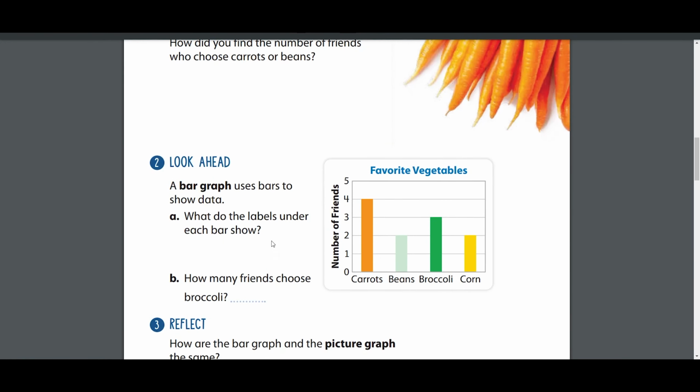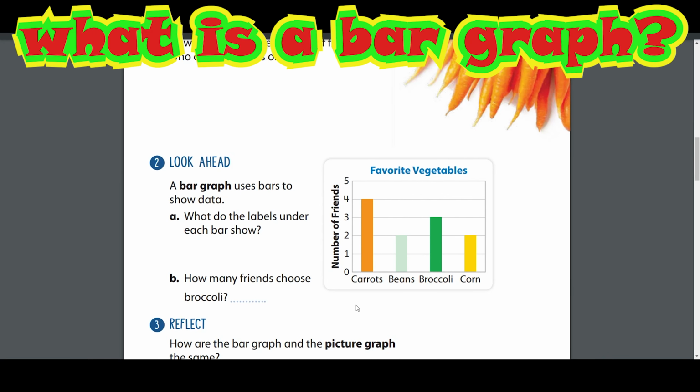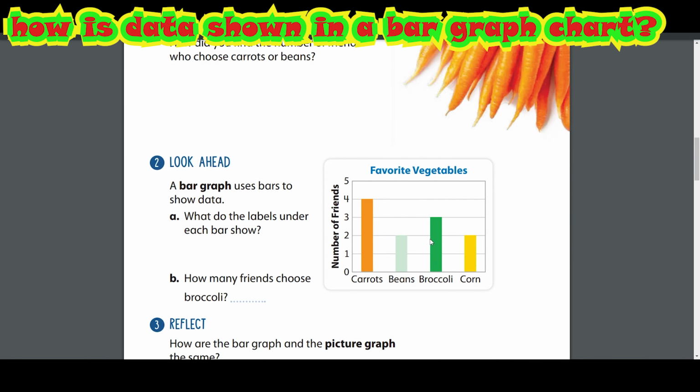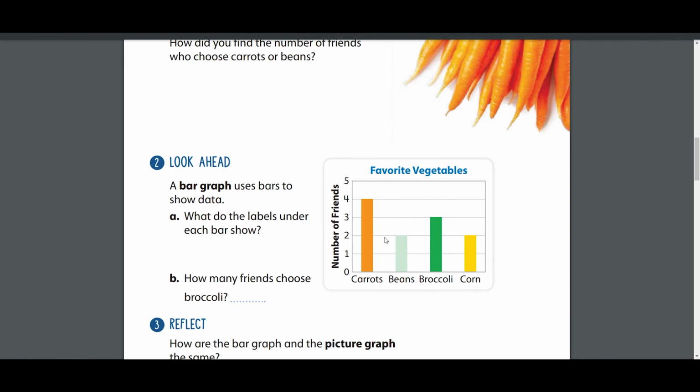Here we go back, and in assignment number 2, we have a bar graph on one side. On a bar graph, you can see the scale on the side, and the scale is also single. Carrots show 4, beans and corn are the same, showing 2, and broccoli shows 3. This is the number of friends who chose broccoli, beans, carrots, and corn together.